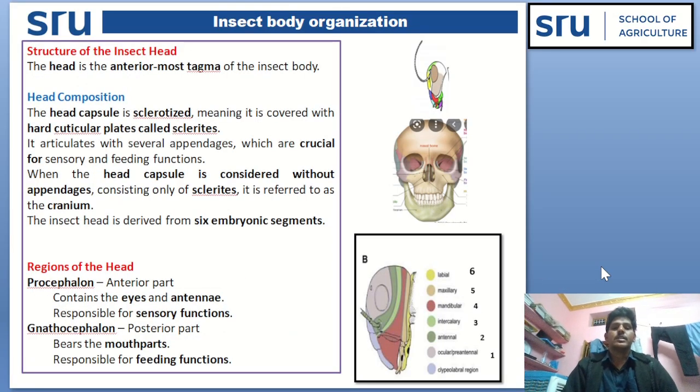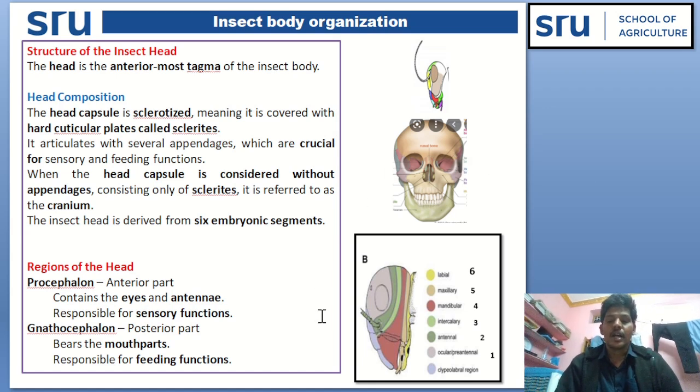Next, the structure of the insect head. Head is the anterior most tagmata of the insect body. Head is composed of 6 segments. The head capsule is sclerotized, meaning it is covered with hard cuticular plates. The hard cuticular plates are known as sclerites. Therefore, the head capsule is sclerotized.